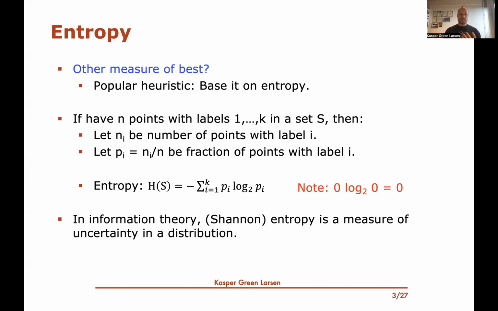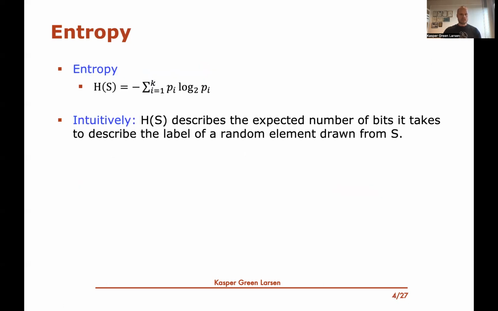The entropy originates in information theory, and it's often called the Shannon entropy. What it really is, is a measure of how much uncertainty there is in the probability distribution. If I give you a point from this set S, how uncertain am I about the label of this point? Let's try to see that this formula in some sense makes sense for this uncertainty. But basically the main message is if you have high entropy, then there's a lot of uncertainty about the label of a point drawn from this set.